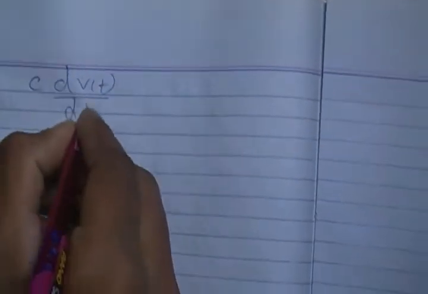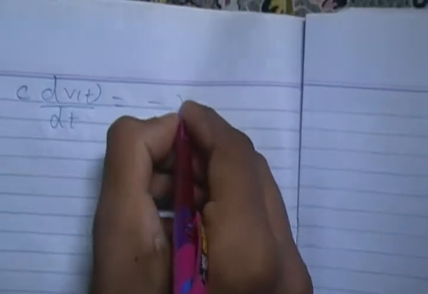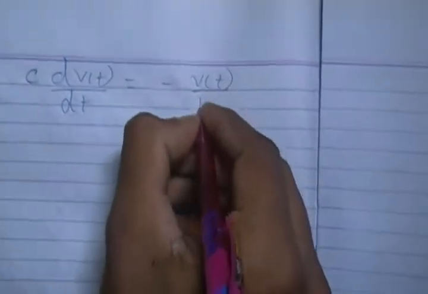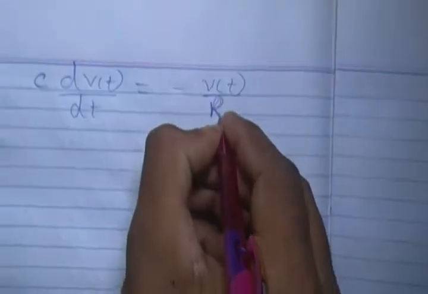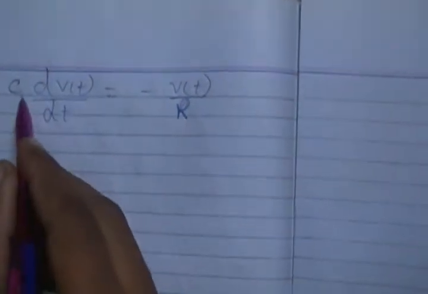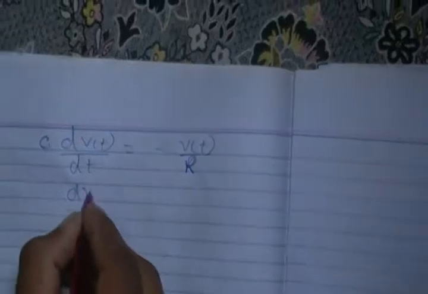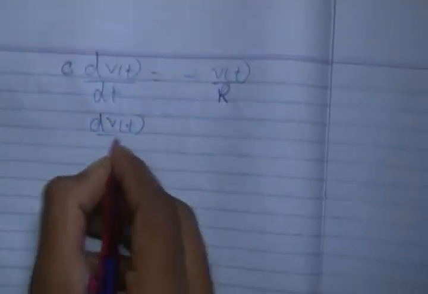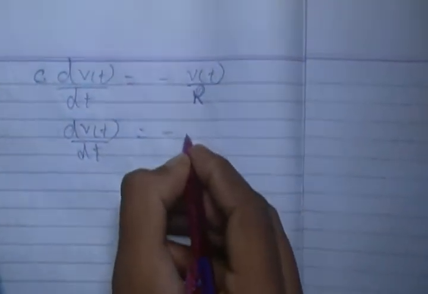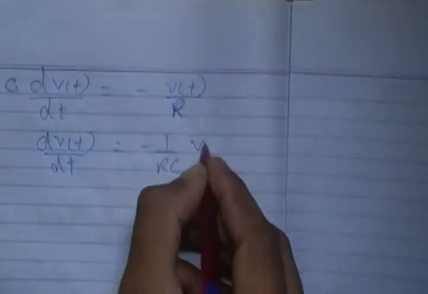So here, C dV of t over dt equals minus V of t over R. So this C we should transfer to this side: dV of t over dt equals minus 1 over RC times V of t.